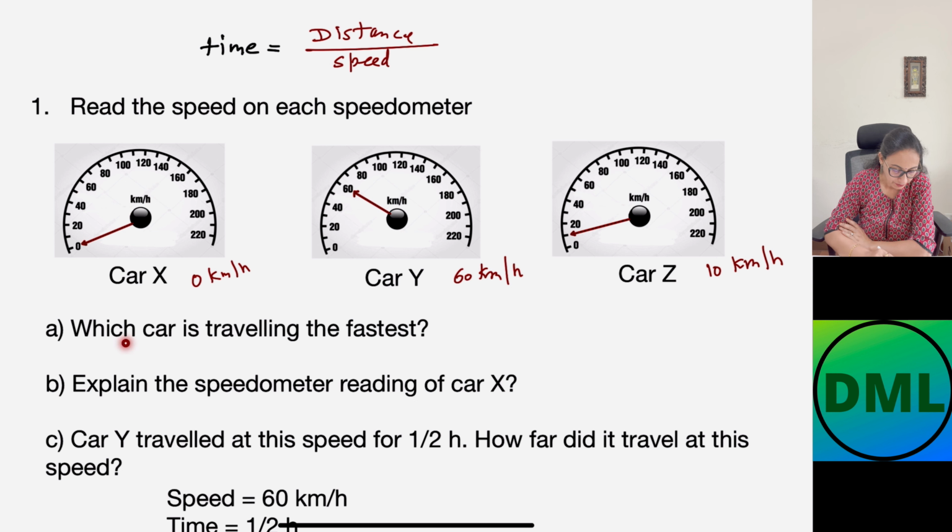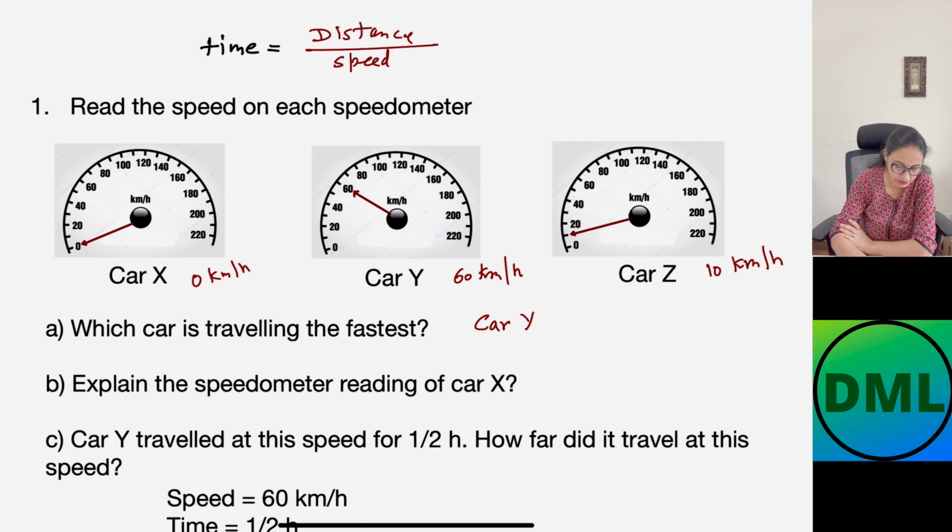What does it say? Which car is traveling the fastest? Fastest means which has more speed. This is 0 km per hour. This is 60 km per hour. This is 10 km per hour. Which one is moving the fastest? Of course, 60 km per hour, right? So that means car Y is moving at the fastest speed. So the answer is car Y.